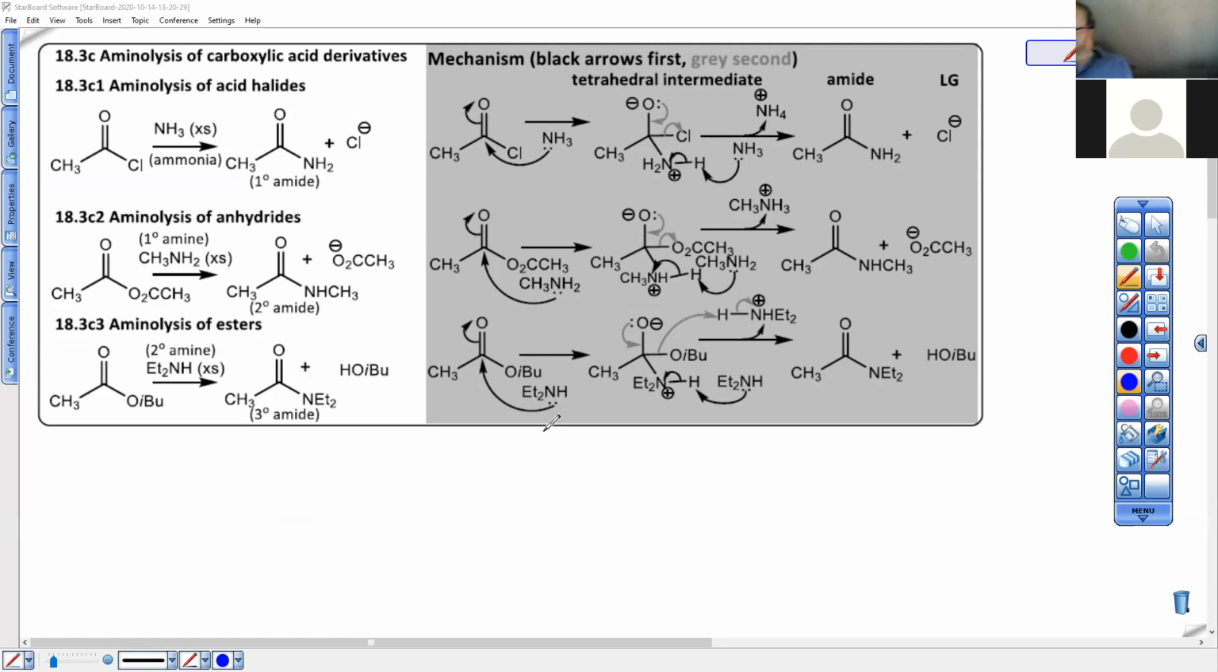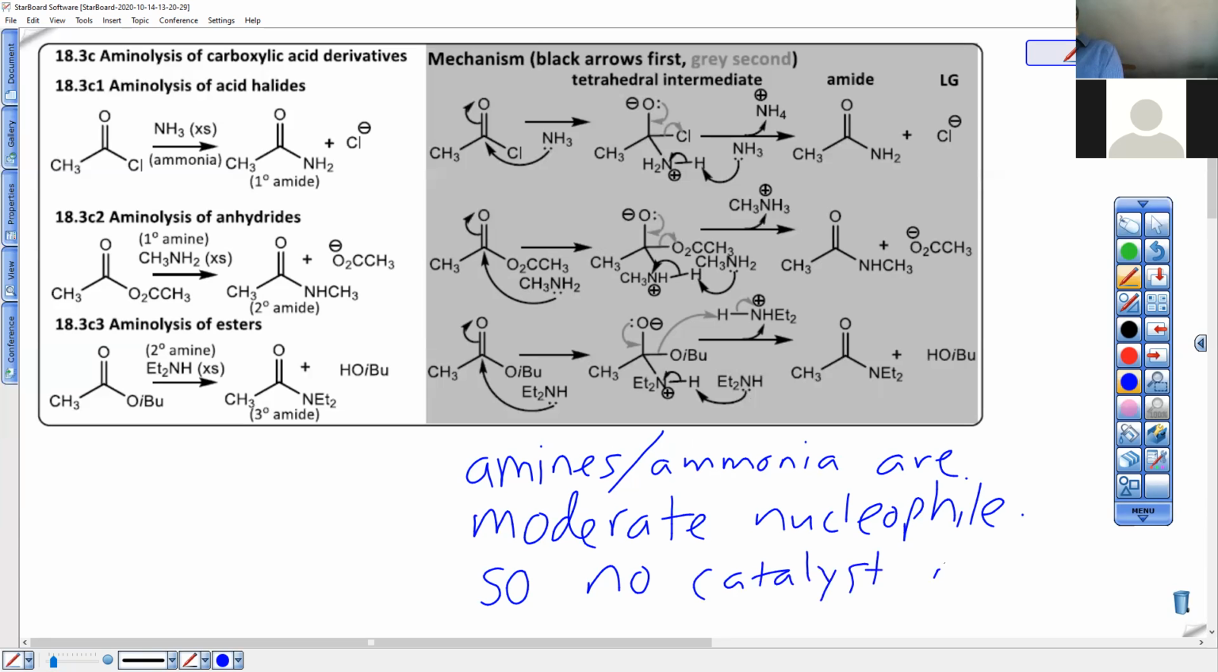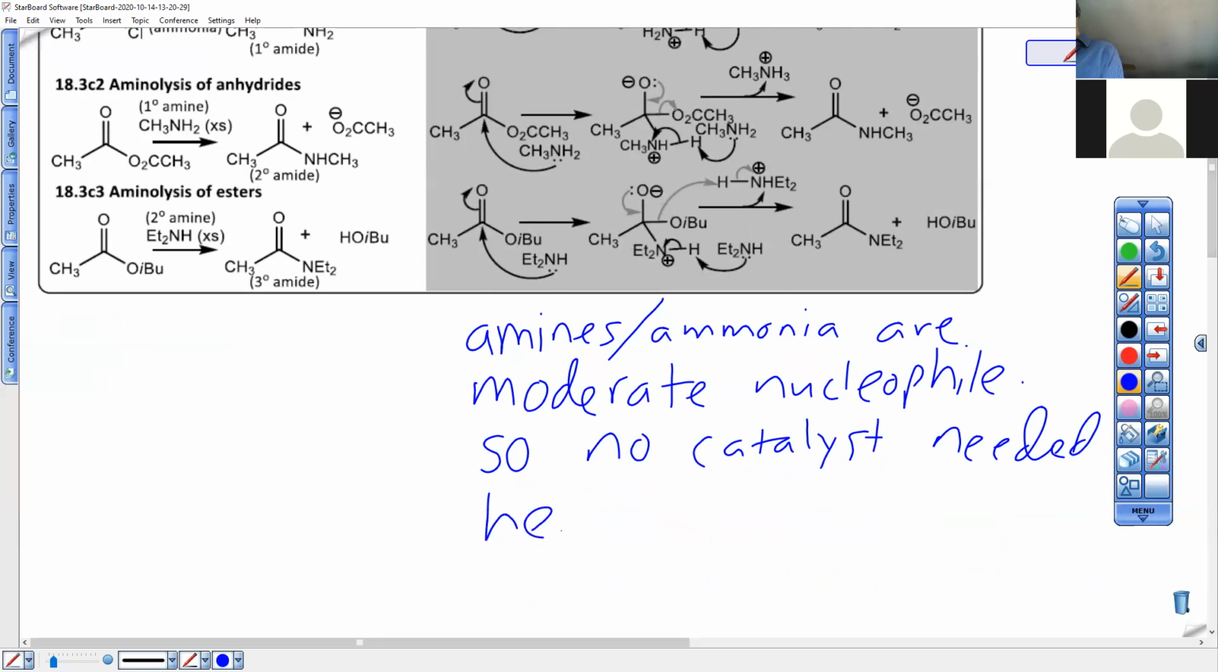But we have a better nucleophile. Oh, amines and ammonia, which is basically like a naked amine. It doesn't have any carbons on it up here. Amines and ammonia are moderate nucleophiles. That's a lot better than being poor. So no catalyst needed here.